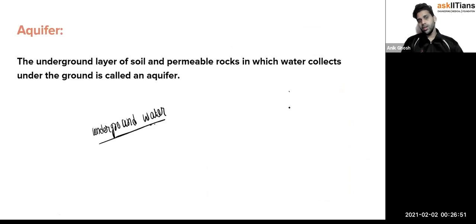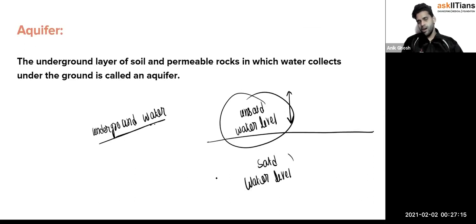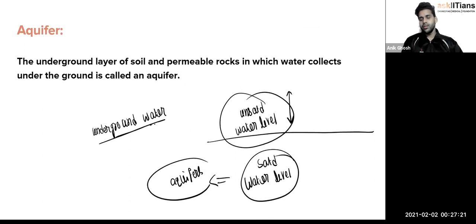So after the unsaturated water level, there comes a line which is just separating the unsaturated water level and the saturated water level. The thing we call aquifers. Fine. So this is the thing. So you can see the pictures again. This is called aquifers. So you can see it over here as well. This picture of an aquifer.